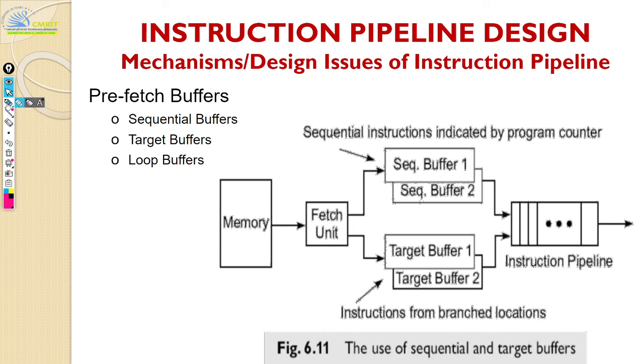So you are going to use both sequential and target buffer in a loop. Because what is a loop? Your loop is going to look like this, right? You're going to have sequential execution, and then the branching takes place back to the sequence. You're going to continue with the sequence. So this is your sequential execution. You have multiple instructions here, and then when you branch, you're branching it back to the sequence.